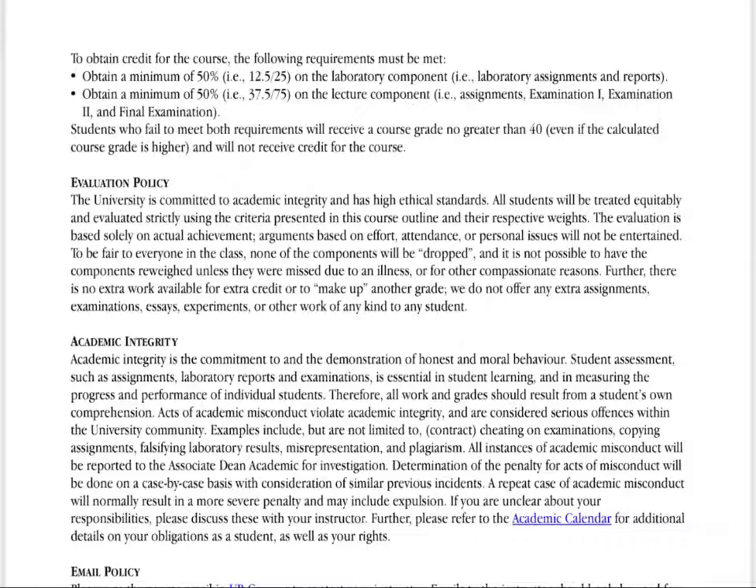If you are unclear about your responsibilities, please discuss these with me or your instructor. Further, please refer to the academic calendar for additional details on your obligations as a student, as well as your rights.